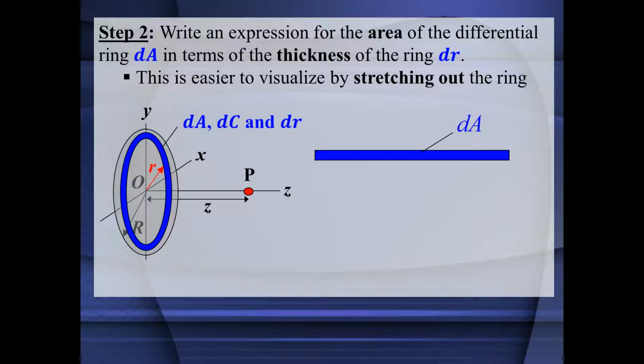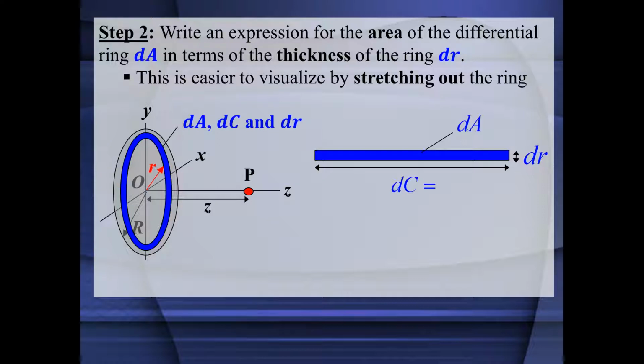We took that circular ring, we cut it, and then we unfolded it into the shape of a rectangle. So we want to figure out this area dA. And to do that, we need to know what the length of the rectangle is and also what the width is. So the width of the rectangle would just be the differential thickness. So that's dr. And then the length of the rectangle would be the circumference of that ring, which is dC.